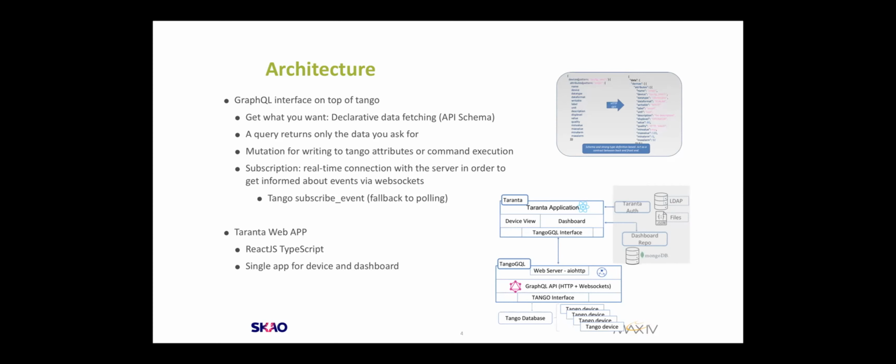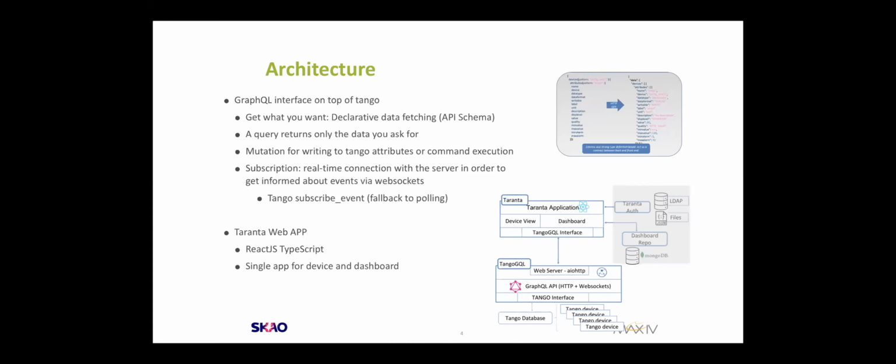All of these parameters are optional, so it's up to the user interface or the requester to select the ones it is interested in. So a query returns only the data you ask for. There is also a mutation in GraphQL, so we can write into Tango attributes, and also execute commands. And finally, there is the subscription mechanism.